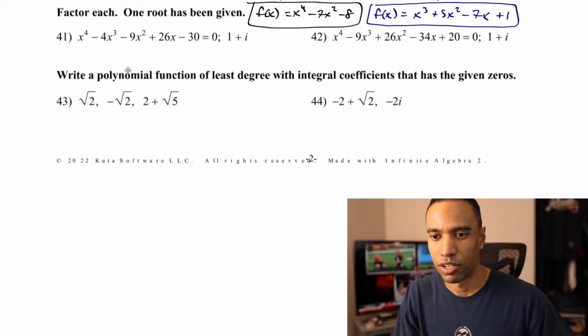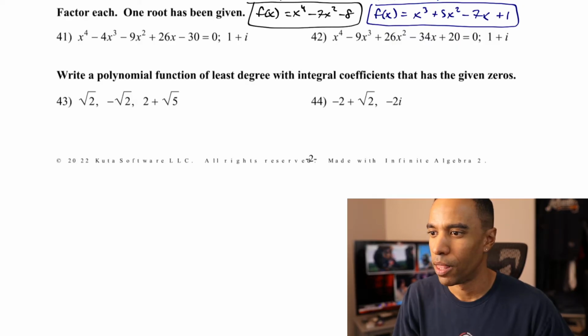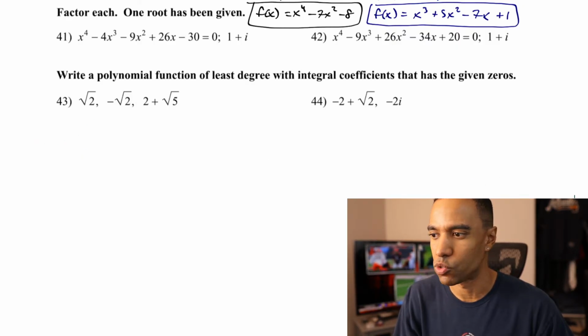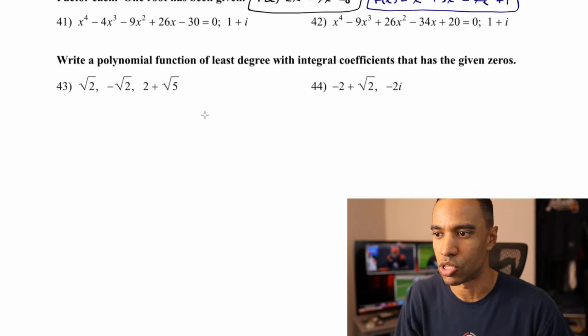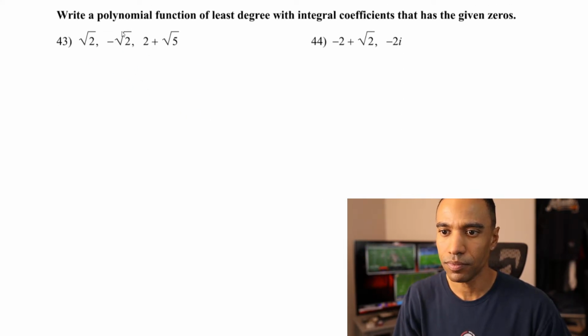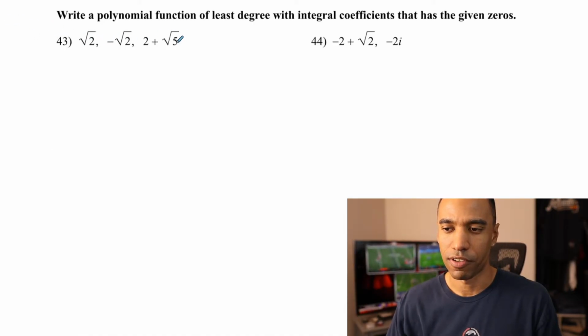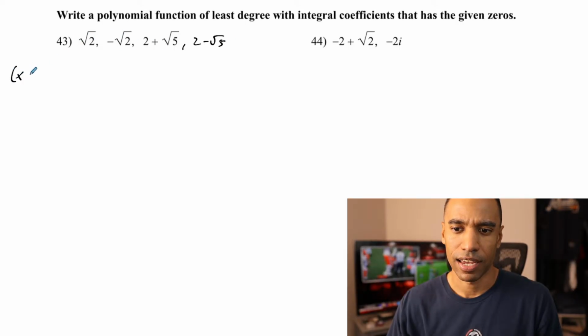Okay, numbers 43 and 44. Write a polynomial of least degree with integral coefficients. So same stuff as we just saw above, like numbers 39 and 40. So here we go. If these are conjugates of each other right there, and here's another set, 2 minus root 5 right there. We know we're going to have x plus root 2 times a.